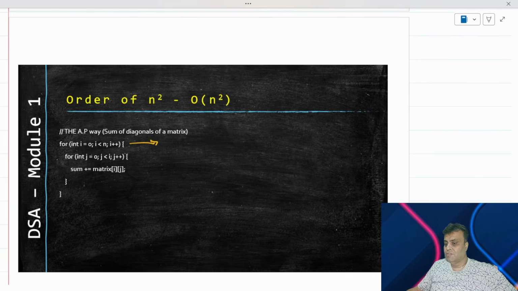Now this executes itself n times. We all know, but we don't know how many times this will execute. Why? Because this goes till i, and i changes every time. How many times will this execute? We do not know. So we are struggling. Now we have to therefore do a dry run of this, a trace of this in order to get to the order. I hope you can understand.